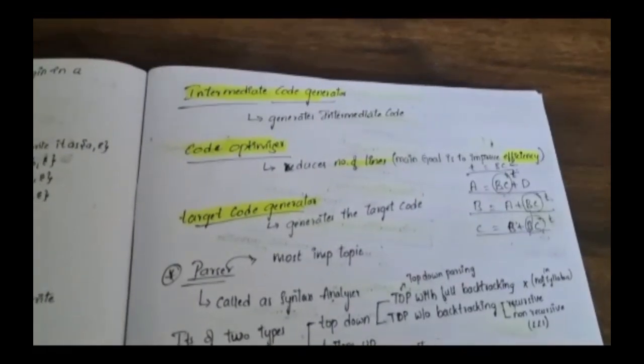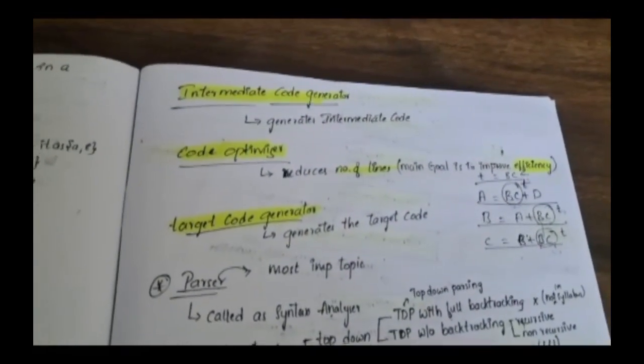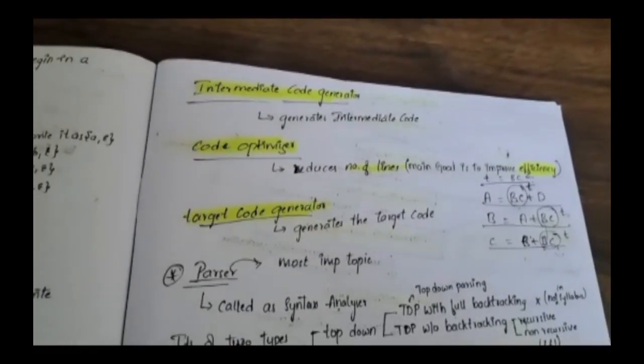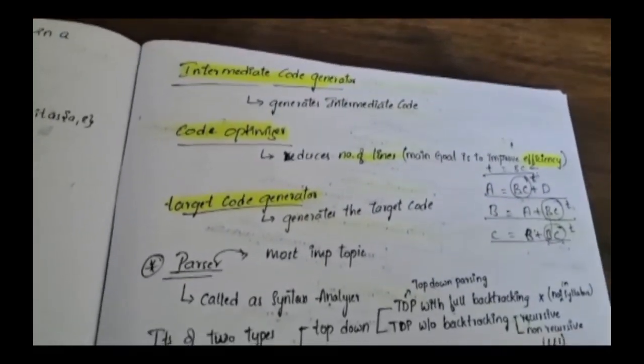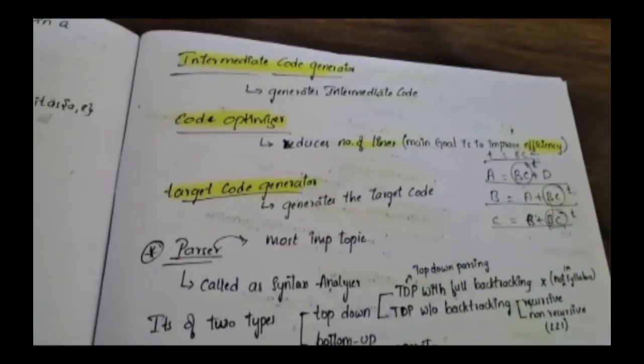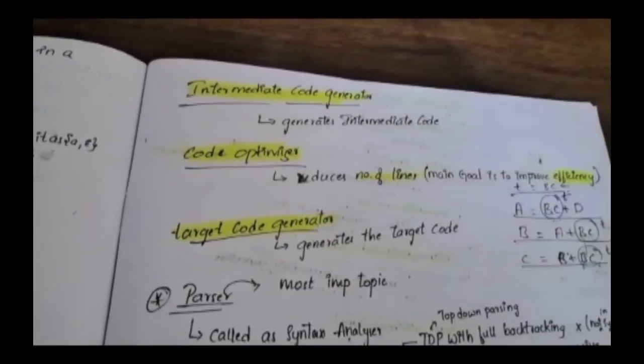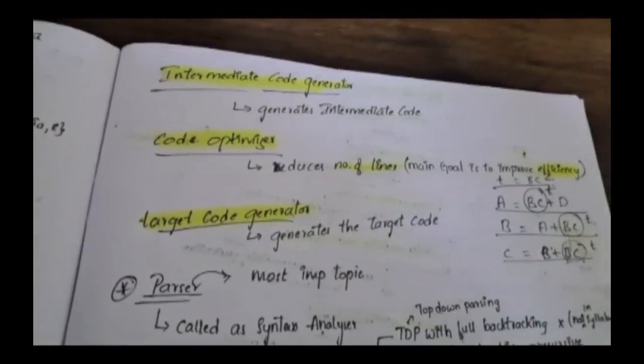Next and last we have the target code generator, which basically generates your target code, meaning once your code is optimized, you have reduced all the lines. Now your code is perfect to be executed. That is what the target code generator means.